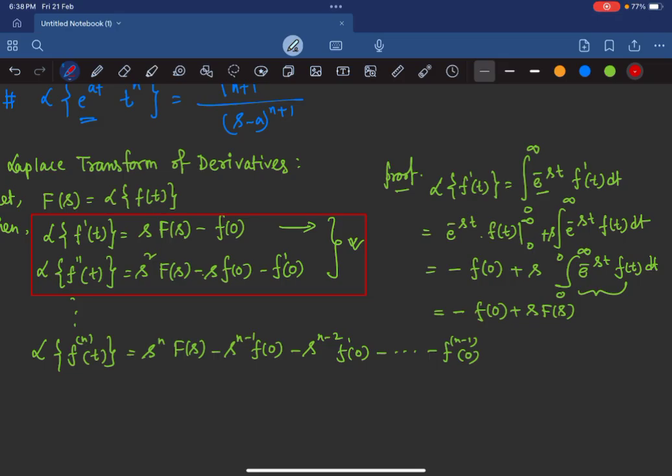Okay, so now we can have application of these formulas as well. In the subsequent part you will find it. Now you should remember this formula.